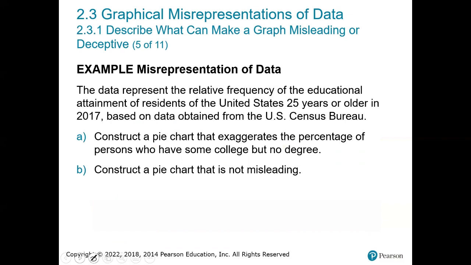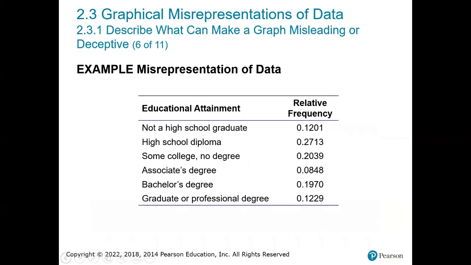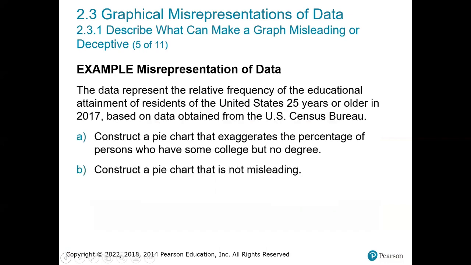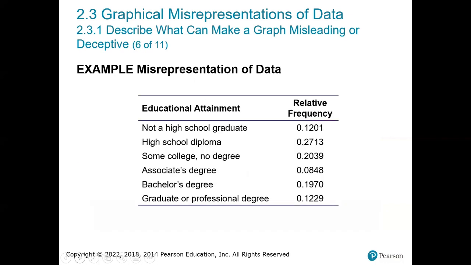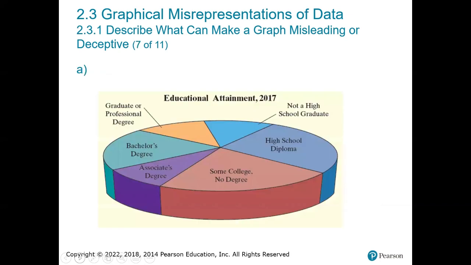All right, so both of these were misleading. So let's look at a pie chart. This is going to represent, what did it say here? The educational attainment of residents in the United States, 25 years or older in the year 2017. This was based from the census, and you have to fill out what level of education you have reached. And they have turned these into their relative frequencies so we can create a pie chart.